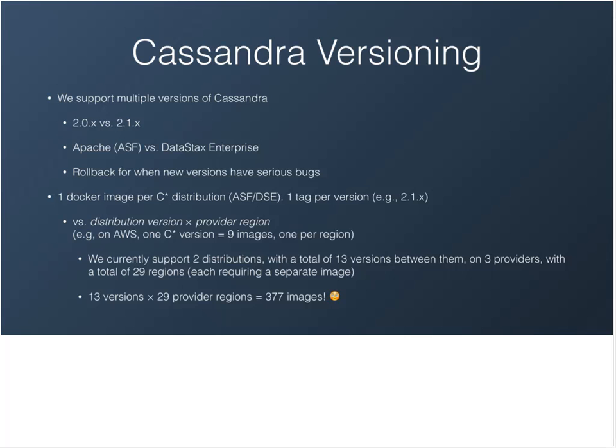Because we currently support 2 distributions, and at last count we had a total of about 13 versions, since some customers haven't upgraded and we've got a few in beta, across 3 different cloud providers with like 29 regions all up, if you do the math, it turns out to be approximately 377 images, and that number is just going to grow over time. Whereas with Docker, you end up with 1 image per version, and that works everywhere, which is fantastic.